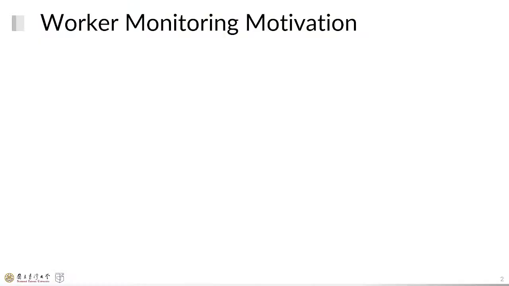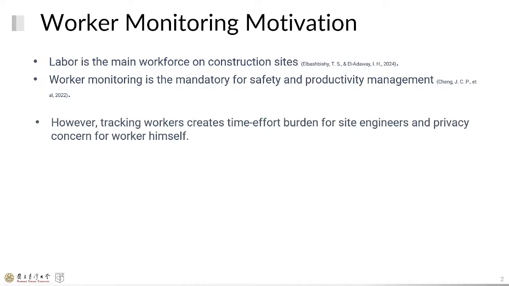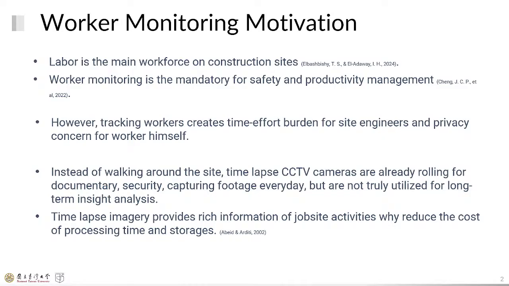Why did we come up with this idea? First, labor is still the main subject of construction sites. The consultants still rely on workers, and worker monitoring is a mandatory job for safety monitoring or productivity management. However, checking workers is a time and effort burden for site engineers, and a privacy concern for workers themselves. Currently, on construction sites, we have a CCTV system already installed for a different purpose, for example documentary or security footage every day.